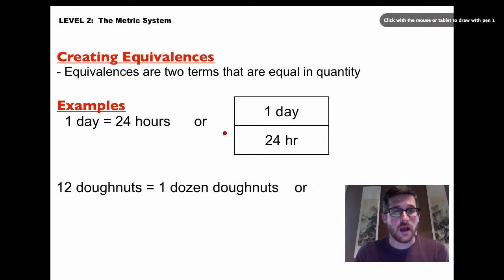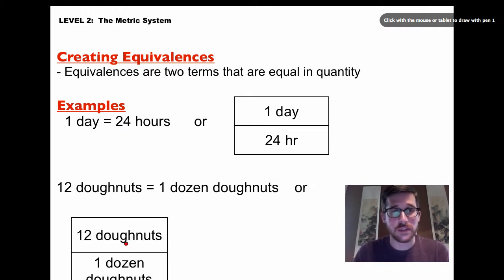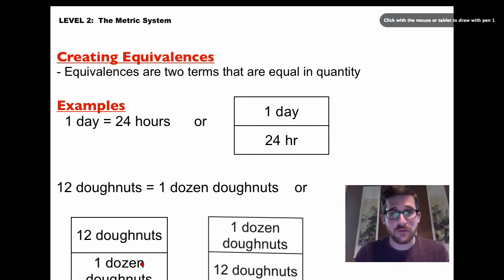Another one is 12 donuts is equal to 1 dozen donuts. So there we just use the word dozen to replace a number. But we have an equivalency of 12 donuts is equivalent to 1 dozen donuts. There's your domino. We can do a cool thing with dominoes, if you ever played, is you can flip those dominoes where the bottom actually becomes the top. And that is totally cool. That rule applies here depending on how you want to use the domino for your math.